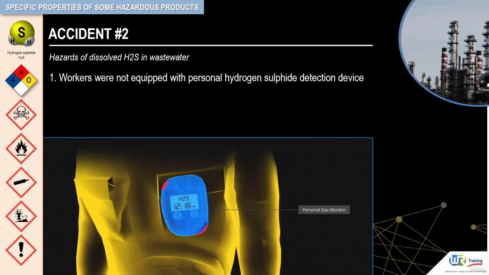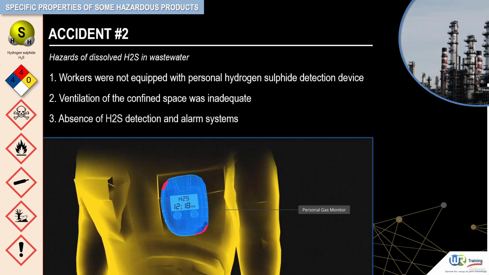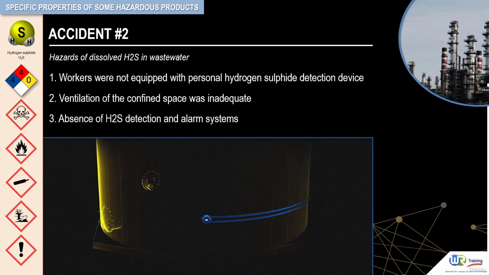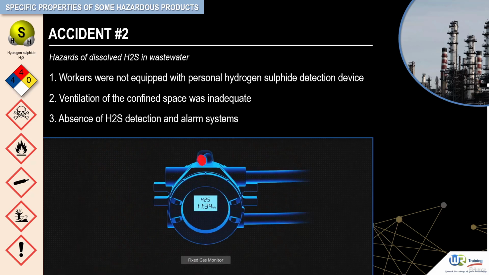The second safety issue is that ventilation of the confined space was inadequate, leading to fatal concentrations of hydrogen sulfide gas. The confined space could have been ventilated by exhaust fans. The third safety issue is the absence of a hydrogen sulfide detection and alarm system. As a result, the workers were not warned of the toxic hydrogen sulfide.